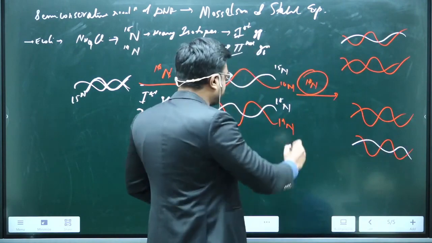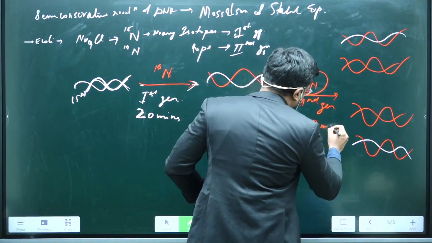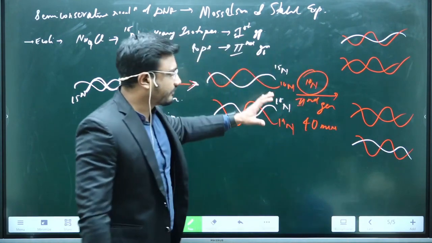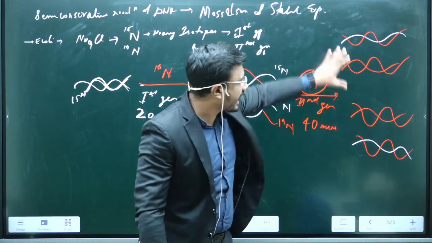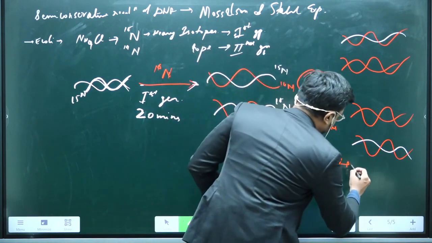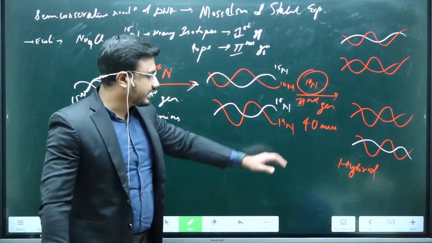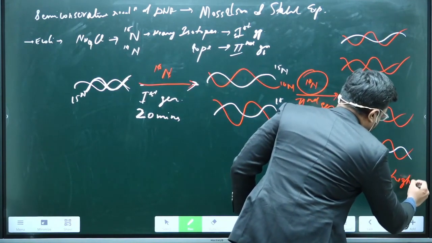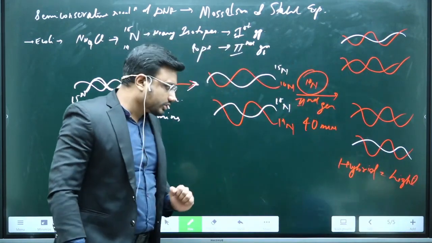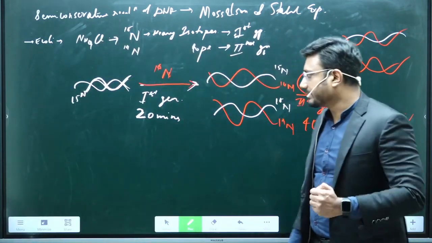So in the second generation, that is after 40 minutes, we were able to find that there is an equal proportion of the light strand and the hybrid strands. The hybrid consists of both the light strand and the heavy strand, and the light strands were equal in the second generation. So this experiment proved that DNA has a semi-conservative mode of replication. So now let us move ahead to the next concept.